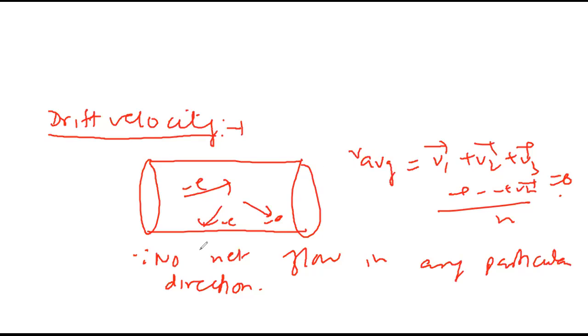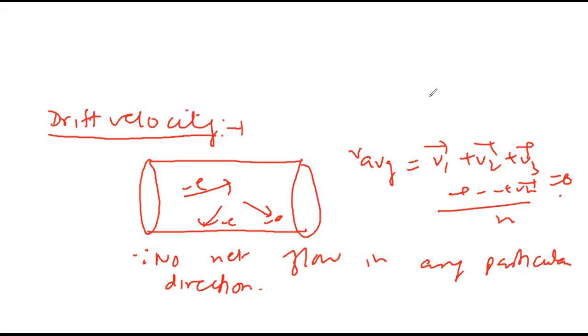Just copy this, then I'm explaining what it is. All electrons will have the same speed but different velocities. Speed also, there is no guarantee. They will collide with fixed ions. Can I clear this much? That average velocity for an isolated conductor is always zero.